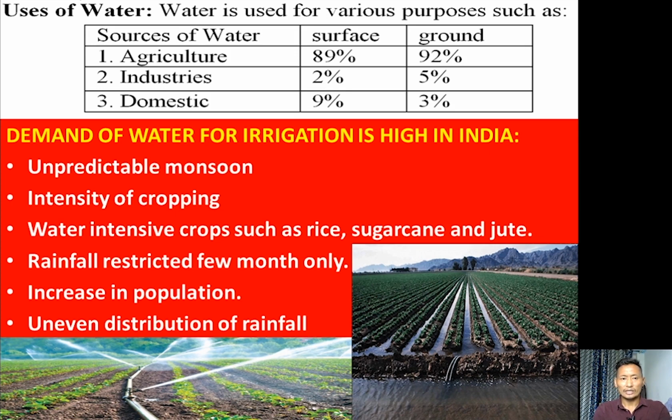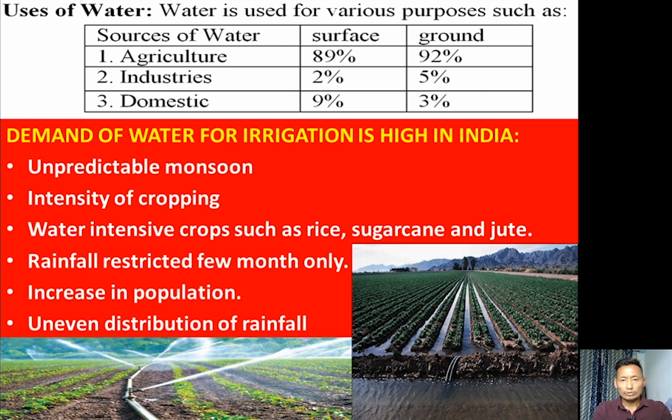Again, the third one is uneven distribution of rainfall. In some Indian states, they are receiving very high rainfall, mostly in northeastern states and some parts of the Indo-Gangetic Plain. We are receiving high rainfall there. And if we move towards the west, like Rajasthan areas, the amount of rainfall is very less.